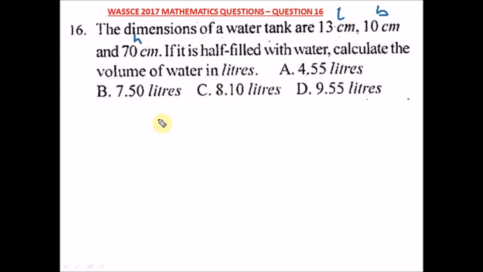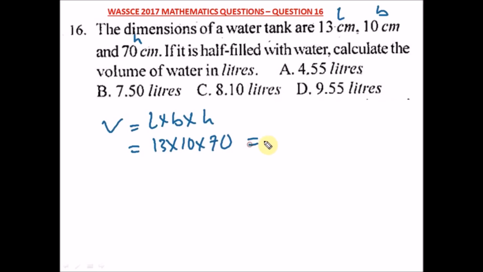What is the volume? The volume of this water is what? Length times breadth times height, which is what? 13 times 10 times what? 70. When you punch it in your calculator, you're going to get 9,100 what? Centimeter cube. The question says if it is half filled with water, calculate the volume of water in liters.